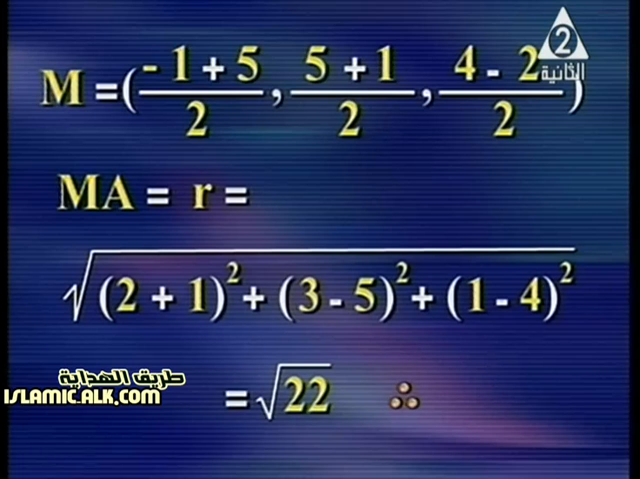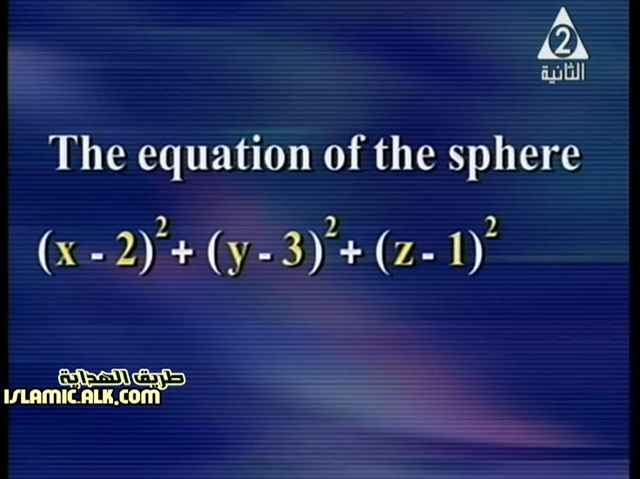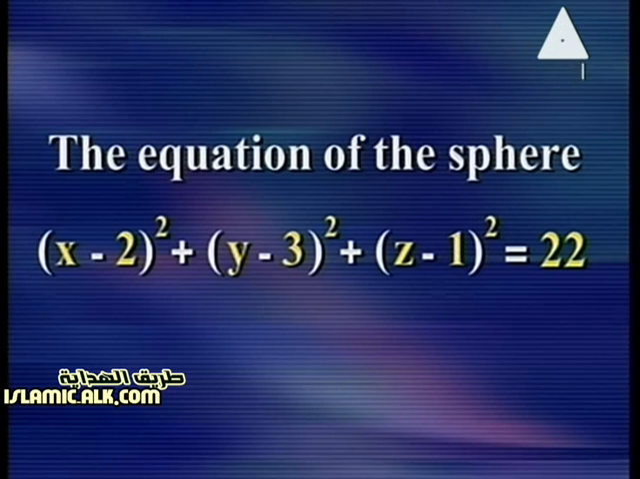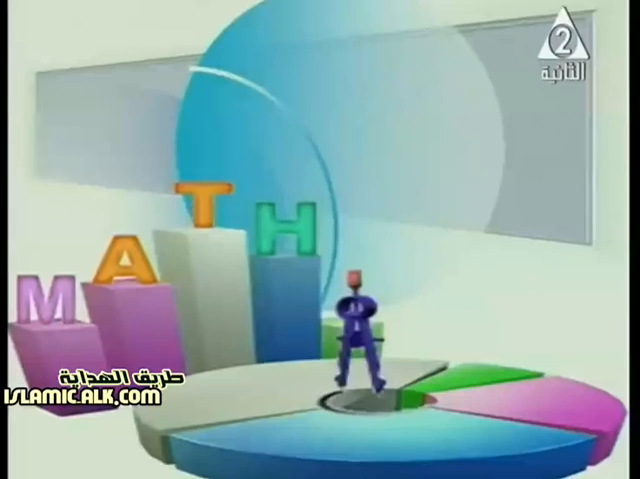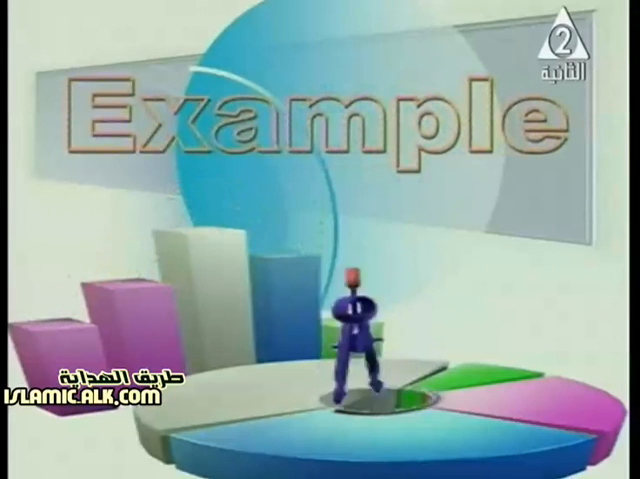What is the equation, dear student? In this case, the equation of the sphere equals what? (x minus 2) squared plus (y minus 3) squared plus (z minus 1) squared equals what? R to the power 2. What is R to the power 2? The square root of 22, squared, is 22. Now we move to another example.